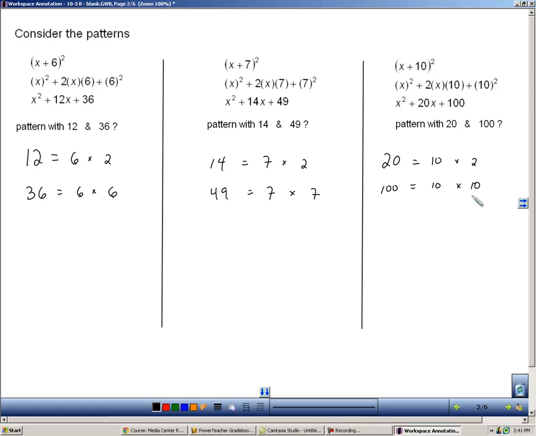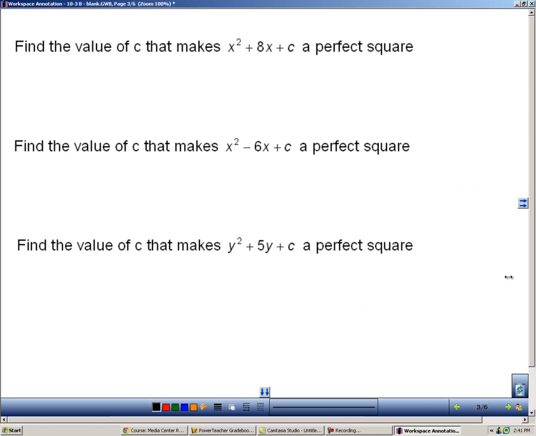So what do you notice? The middle term is always 2 times the original value, and the last term is always that original value squared. That pattern is important because it's that pattern that we can use to create perfect square trinomials. So let's try to find the value of c. Let's try to find the perfect number that should go here to make this trinomial a perfect square trinomial.